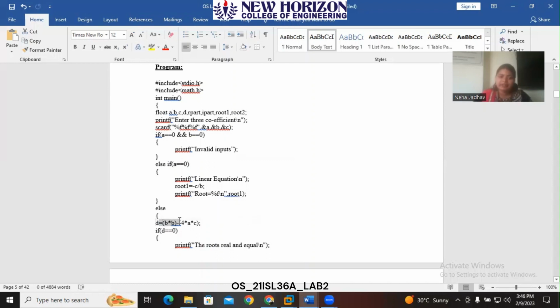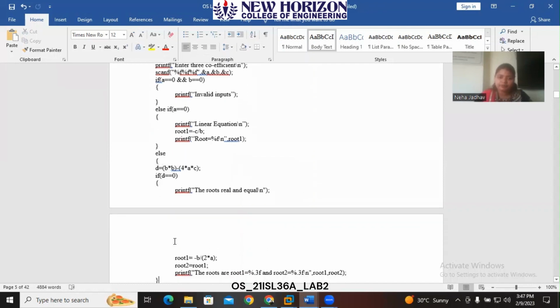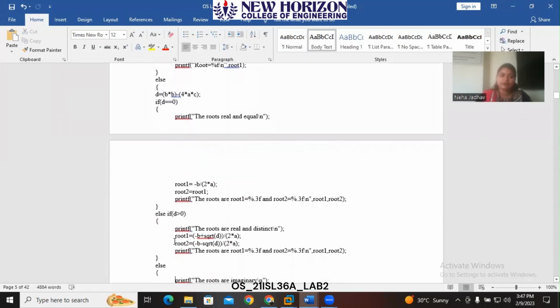After finding b square minus 4ac, if that value is 0, then we can print that the roots are real and equal. We are finding the root 1 value as minus b by 2 into a, and root 2 equals root 1. Both roots are real and equal, and we print that result.